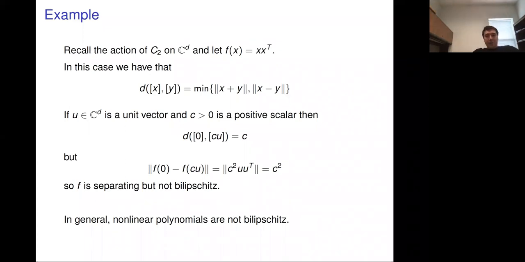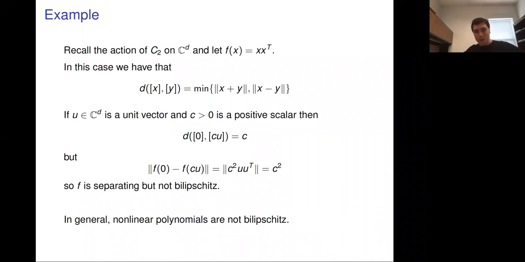If you have a unit vector u and a positive scalar c, and you calculate the distance in this quotient metric between the orbit of 0 and the orbit of c times u, you just get the positive scalar c. But if you do this after you've applied f, you get c squared. That is a pretty standard exercise showing this is not a bilipschitz mapping. When I say not bilipschitz, I mean it doesn't have either the upper or the lower bound, for different reasons. As c gets big, it fails the upper bound, and as c gets small, it fails the lower bound.